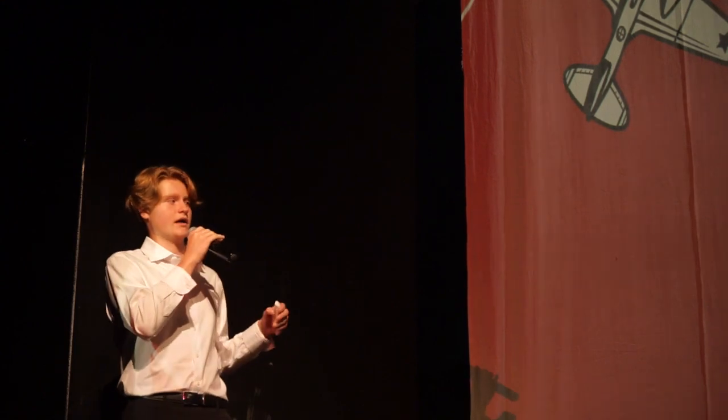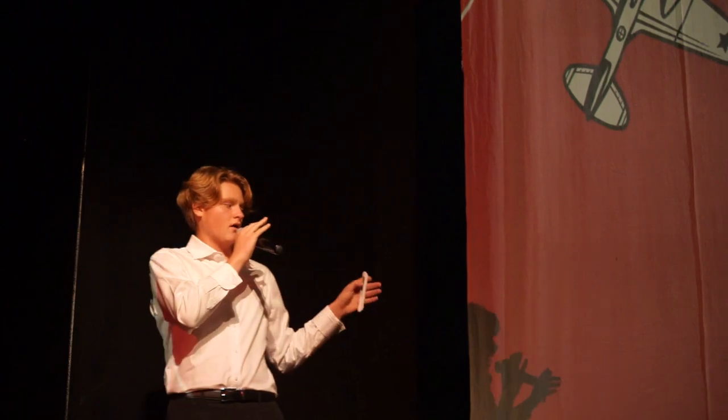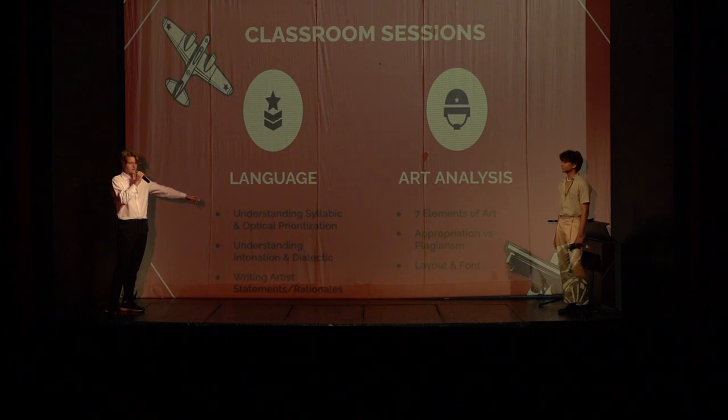Moving on to art analysis, the things we decided to cover were looking into Bosnian War propaganda posters and looking at the pieces and bits that were seven elements of art, appropriation versus plagiarism, and layout and font. On the left, you also see something that can be kind of classified into both, which is optical prioritization. I'll show you that later.